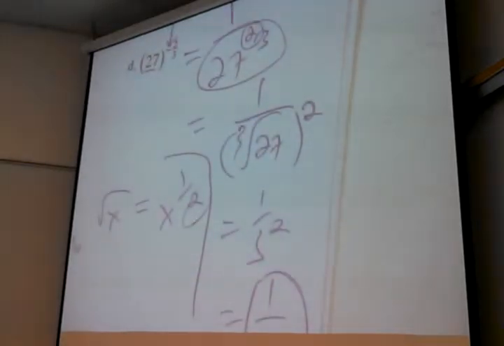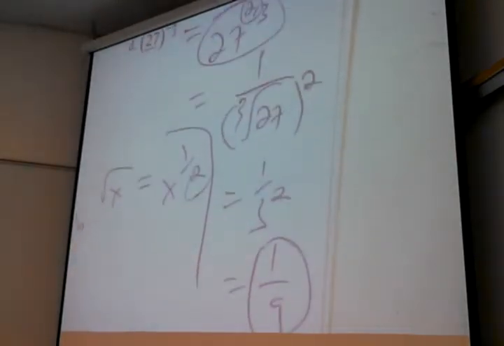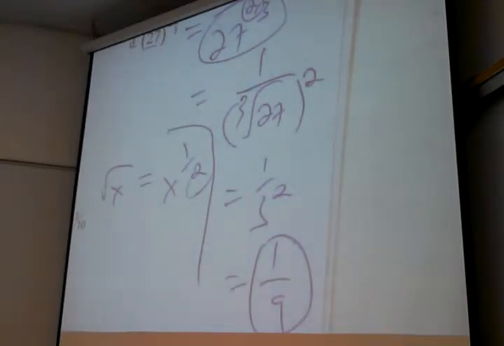You flip it first if it's negative, just to get that done and out of the way. Then you rewrite the fractional power as a radical. Bottom is the root, top is the power. Do you have to do it that way? No, you can do it different ways.